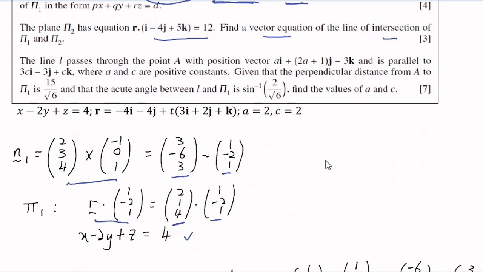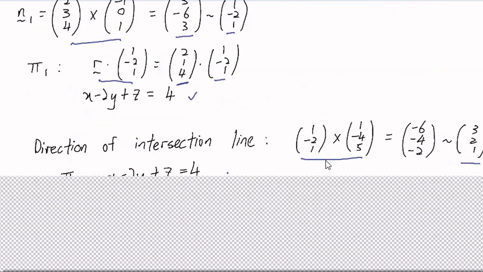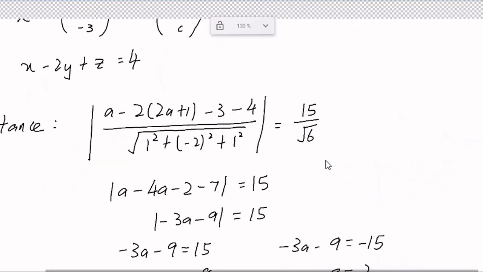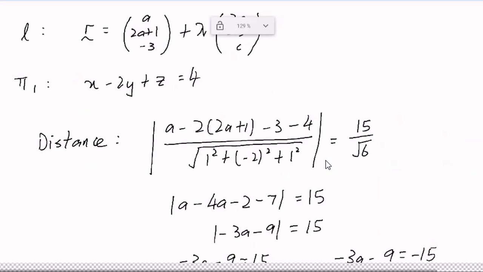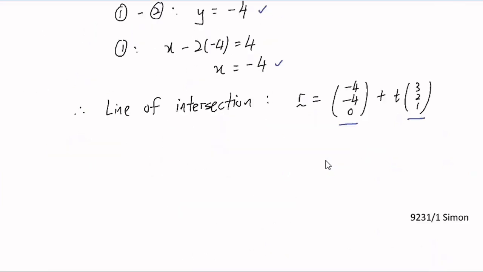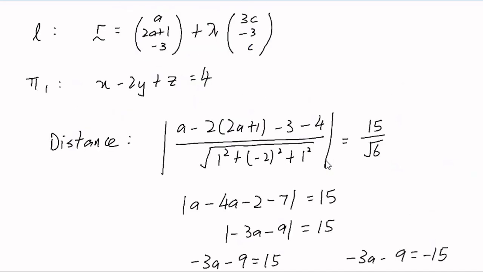It's a 7 mark question. First is to look at the perpendicular distance. So this is the distance from a point to a plane, right? So from a point to a plane, the formula is, okay. For this point here, we can see it has the coordinates 2a plus 1 and -3. The equation of the plane is this one.